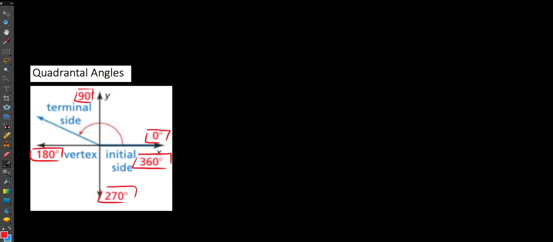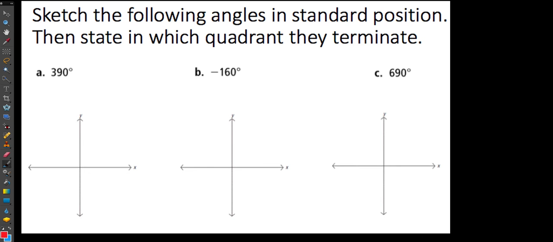But these angles are just going to help us navigate the plane as we rotate about. Okay, so let's take a look at sketching some angles in standard position. Notice that we got a variety here, but we'll start with a nice positive angle, 390 degrees. One thing I know about 390 degrees is that it's greater than 360 degrees, and given that this is 0 here, counterclockwise we'd have 90, 180, 270, and 360.